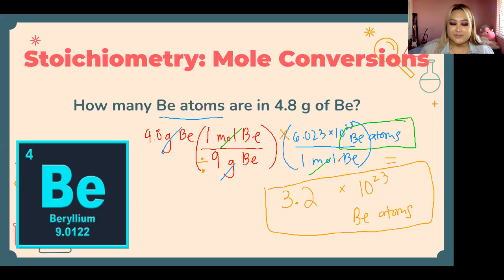It's still correct. Okay, cool. Any questions on that? Would that be 3 times 10 to the 23rd because of the sig figs of the mole and the grams? Or is that just 3.2?